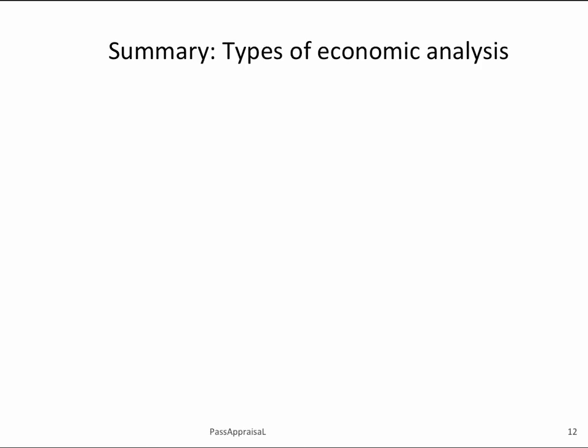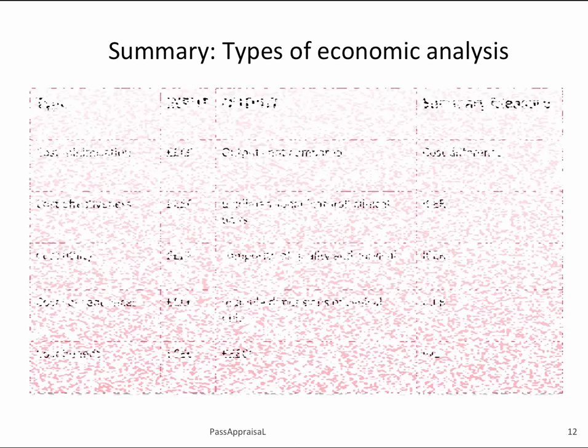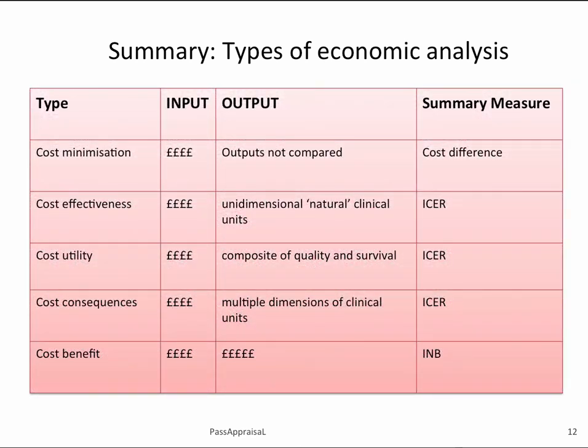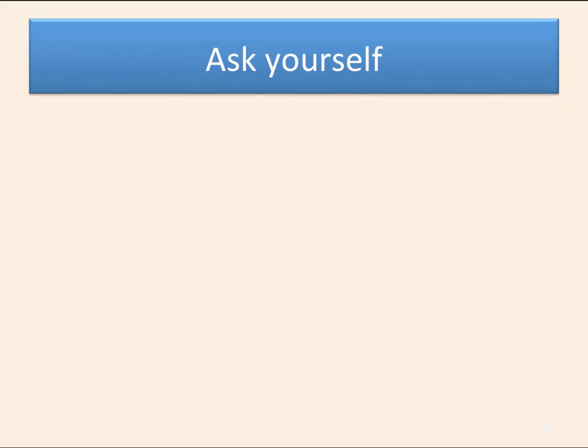So in summary, this table shows all 5 methods of economic analysis. You can see that all 5 methods consider investments or inputs in terms of money. Take a look at the outputs and the summary measures. These concepts are often tested in your exam. Now it is time to ask yourself a few questions.